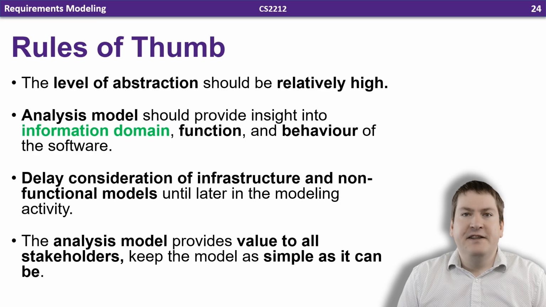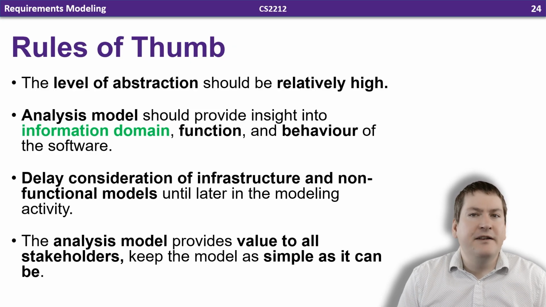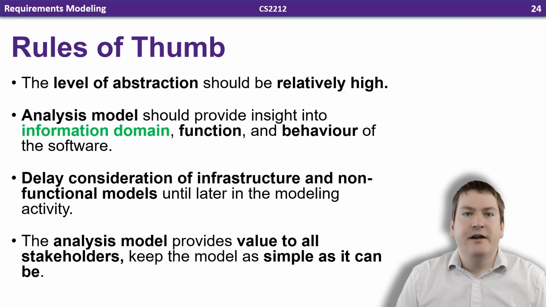Before we start getting into the details of these models, there are a few things to keep in mind, or a few rules of thumb to consider. The level of abstraction we are at is still relatively high. We should be focusing on the problem or business domain without becoming too concrete in our design or getting into technical details. The goal is to provide insight into the information domain, function, and behavior of the software, without getting too much into infrastructure or non-functional details yet.